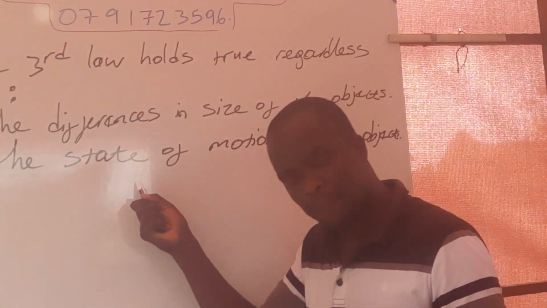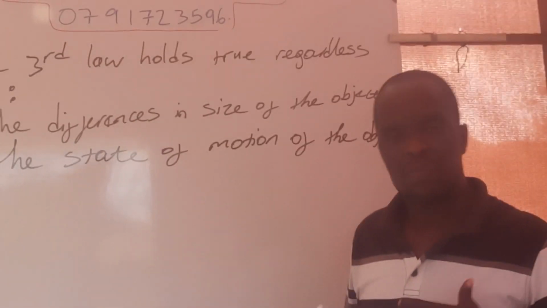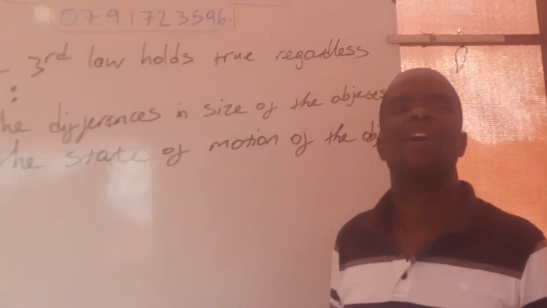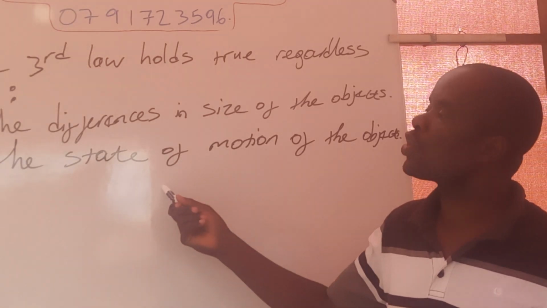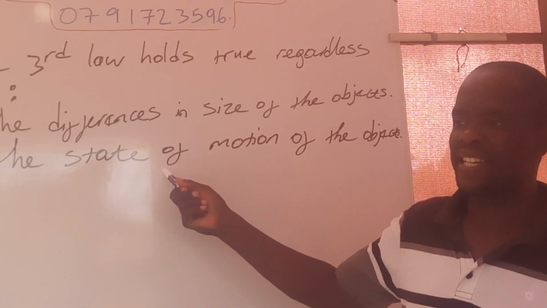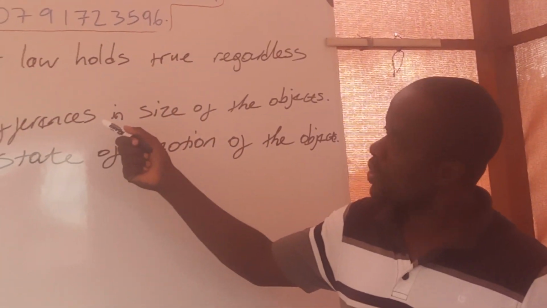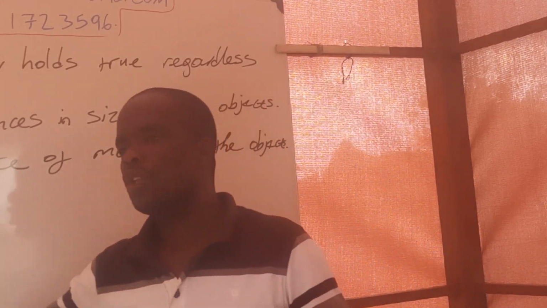But if I'm pushing a moving object, the force that I'm exerting on that moving object is still equal in size to the force that the object is exerting back to me. So Newton's third law still holds true regardless of the state of motion of the object and also regardless of the differences in the size of the objects. So you need to remember this.